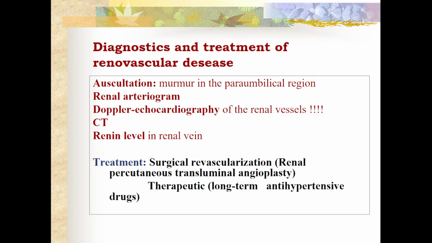Renovascular disease is associated with appearance of murmurs in the paraumbilical region during auscultation. And instrumental methods such as renal arteriogram and Doppler echocardiography of renal vessels help us to establish the diagnosis of vascular reason of arterial hypertension.